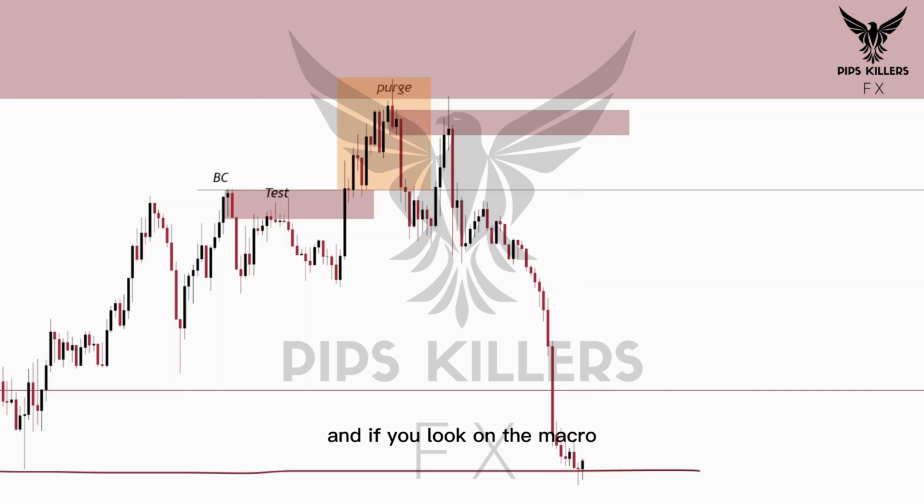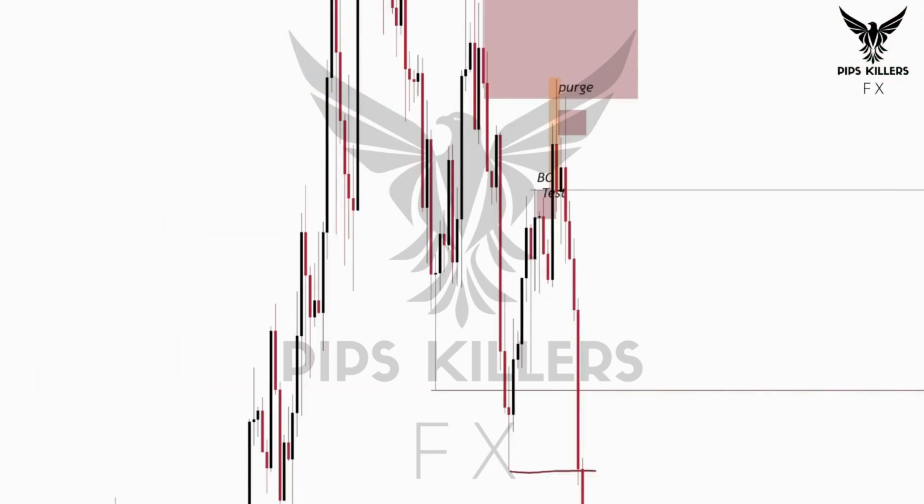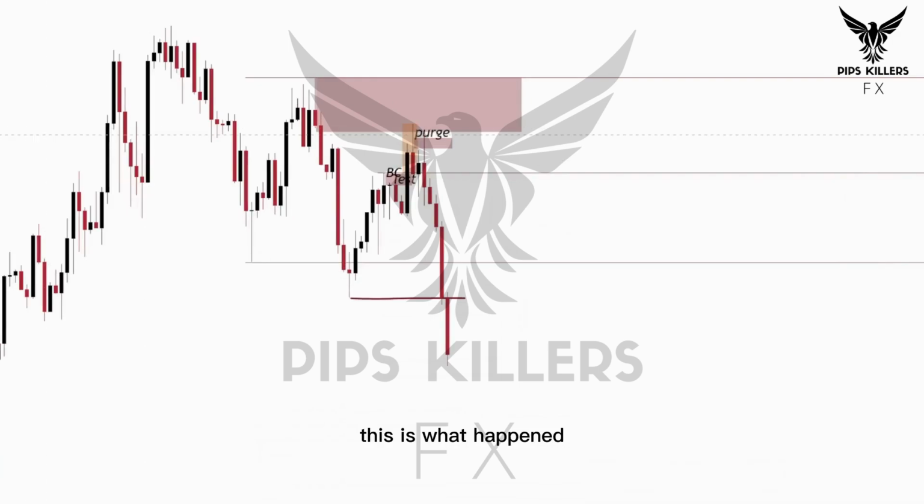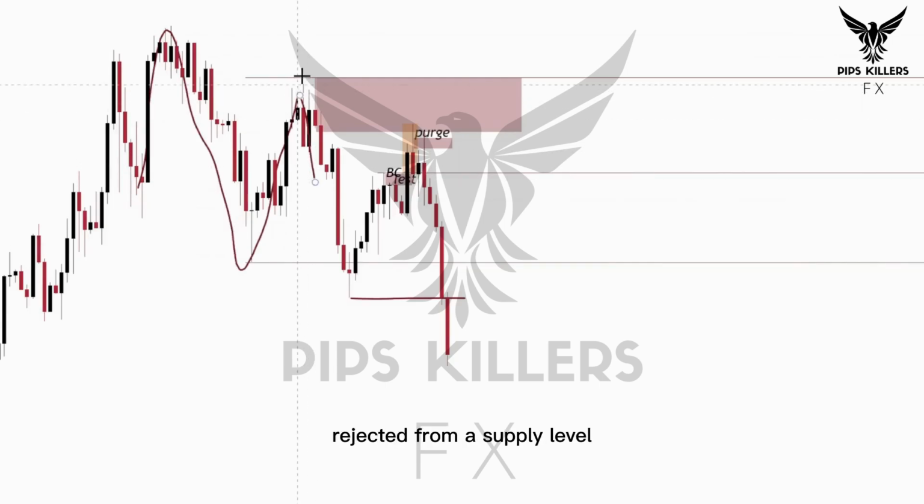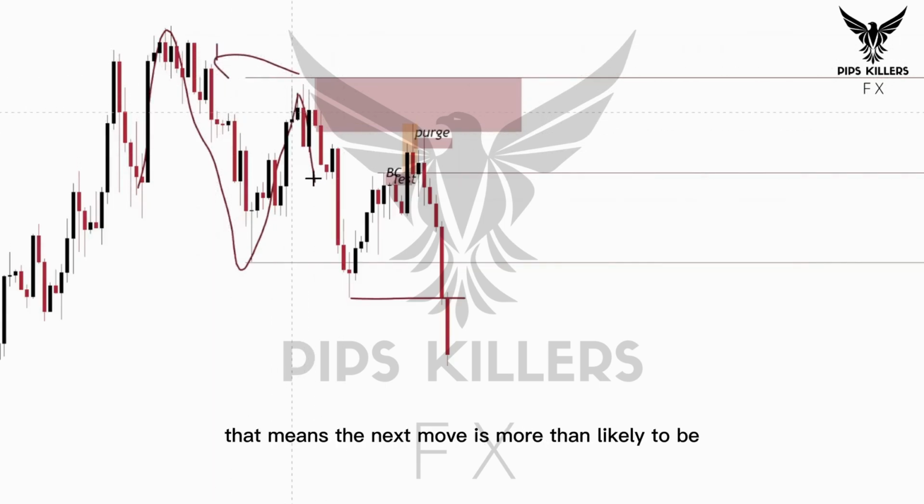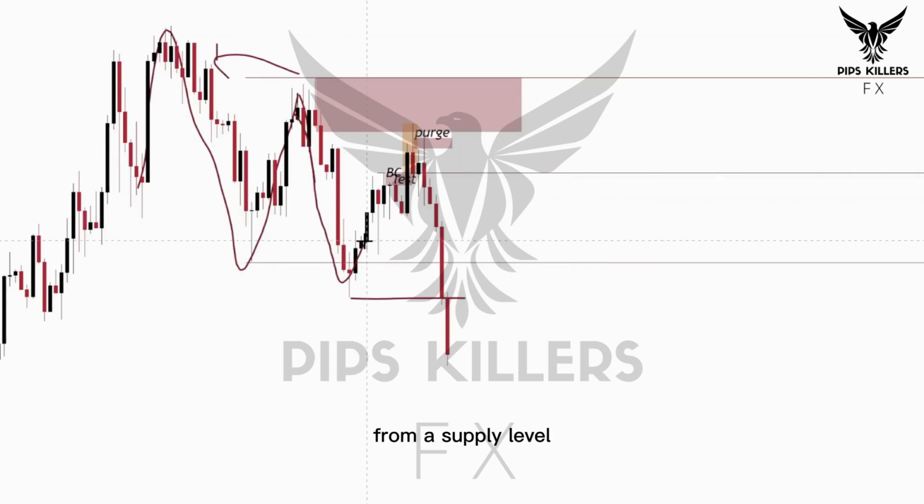And if you look on the macro, this is what happened. Exactly what I explained previously as far as the macro goes. The macro structure is at the reversal. Price came down, rejected from a supply level. That means the next move is more than likely to be from a supply level. Have a rejection here. Price going to go down.